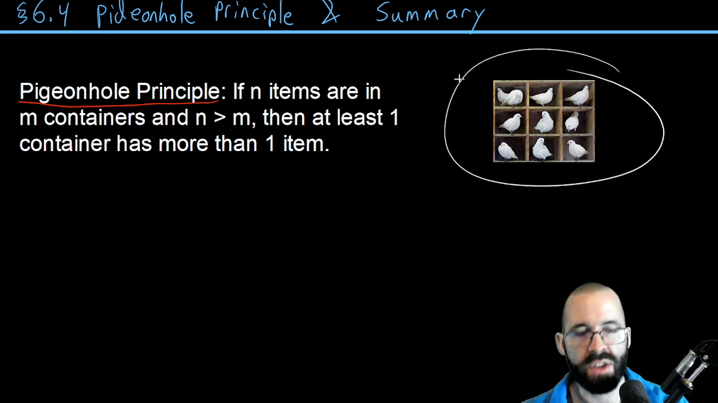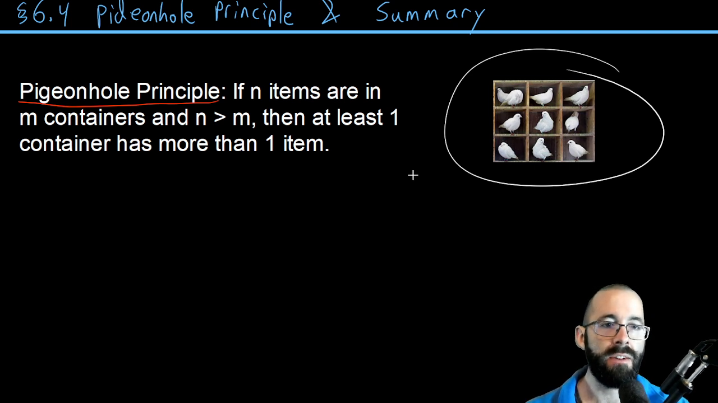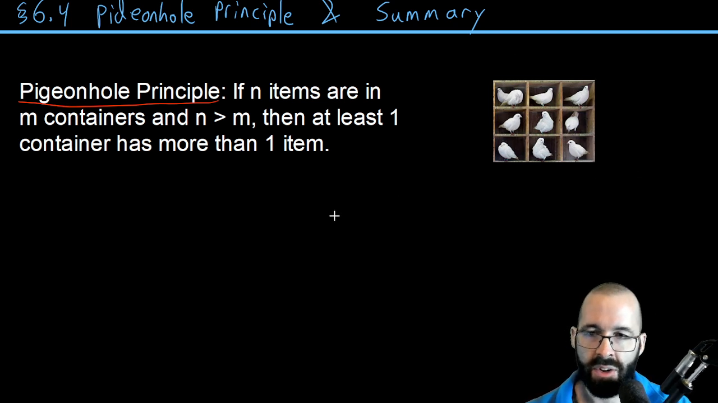We got a beautiful picture of 10 pigeons in 9 little boxes. And if you have 10 pigeons in 9 boxes, what can we conclude? That at least one box must have multiple pigeons. So to make this a little bit more general, if we have n items in m containers, and there are more items than there are containers, then at least one container has multiple items.